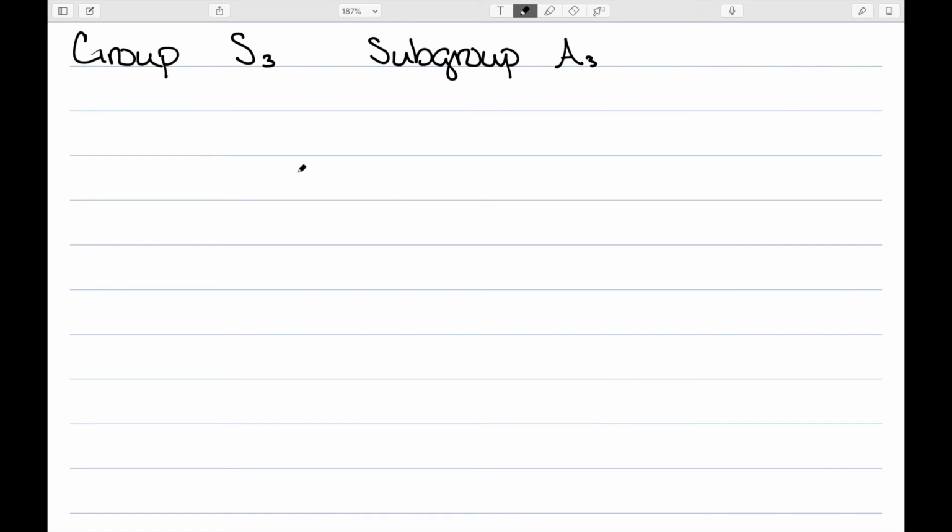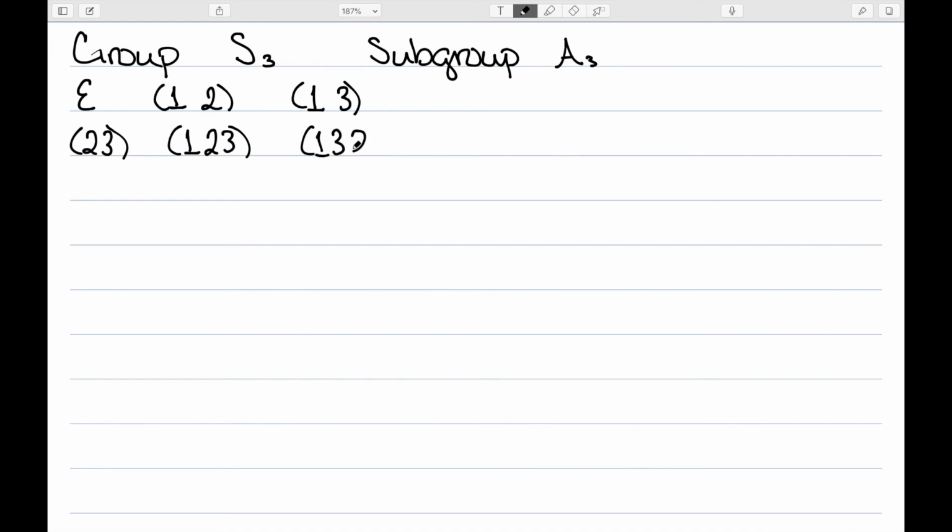Let's do an example of a normal subgroup. Let's consider the group S3. So that consists of the identity, the elements (1 2), (1 3), (2 3), (1 2 3), and (1 3 2). A3 consists of the identity, (1 2 3), and (1 3 2). So I need to pick elements in S3, find their conjugates in A3, and see if it's still in A3.